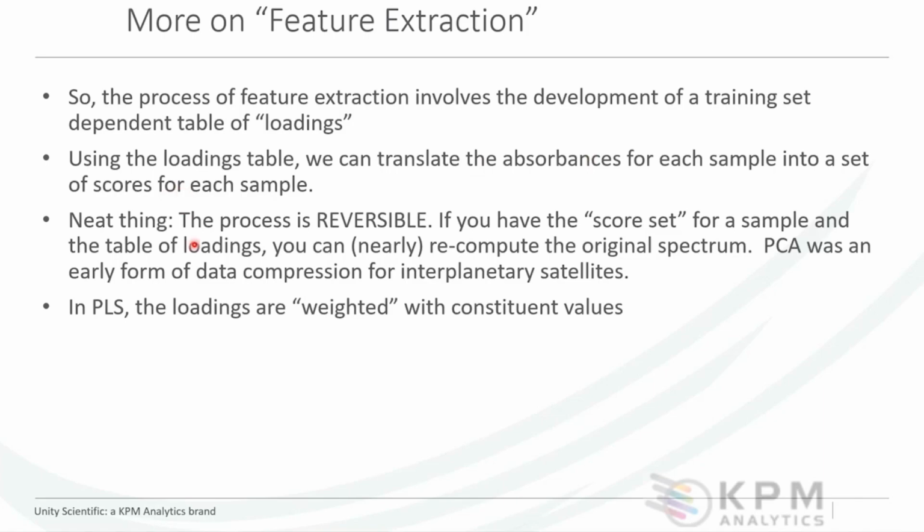This process is somewhat reversible. If you have the score set and a table of loadings, you can almost completely recalculate or recompute the original spectrum. If you remember, we are explaining percentages of the variance, so some of the variance is lost. If you go into a principal component space and you reverse it and recompute back out to the full resolution data, you will lose some of your information, but it's a pretty small fraction. So this is an interesting part of mathematical reduction techniques.